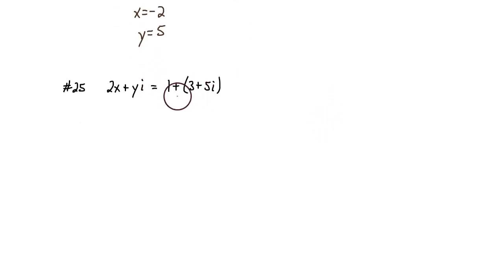Number 25. On the right side, we have 1 plus 3 is 4, and then there's the plus 5i. So once we've simplified the right side, now we can get the x and the y figured out. The 2 times x has to turn out to be 4. So x is equal to 2. And then the y has to be a 5.